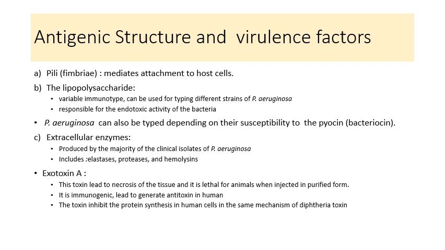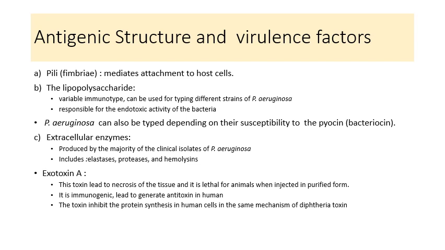The Pseudomonas can also be typed. This is for typing purposes. The bacteria differ in their susceptibility to the pyocin, which is a kind of bacteriocin. So the different strains can show different ability to resist or susceptibility to this bacteriocin, and they can be grouped depending on this feature.